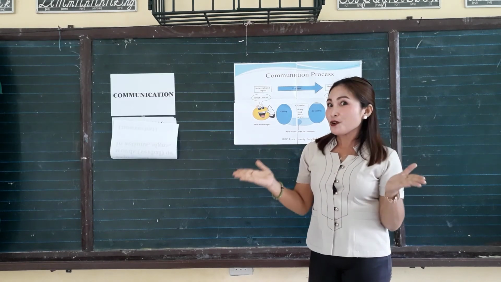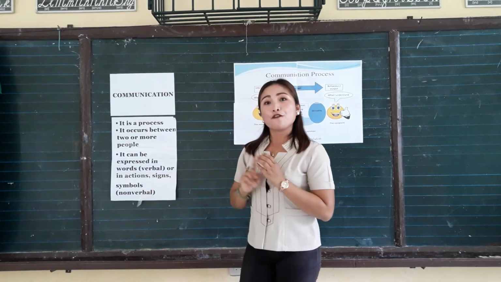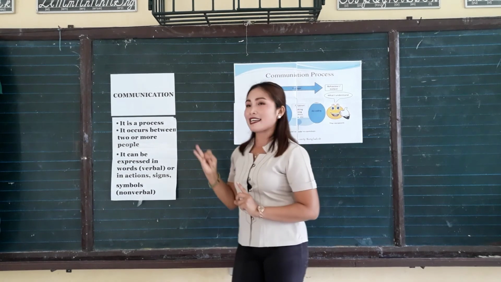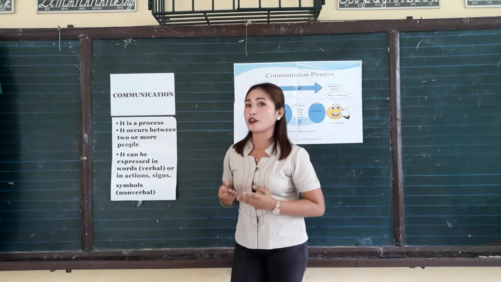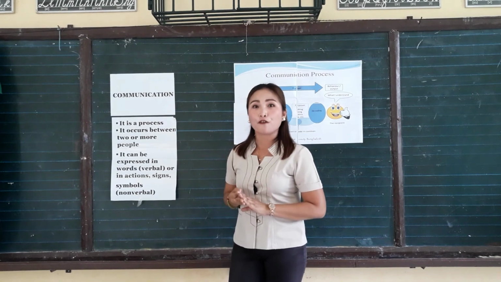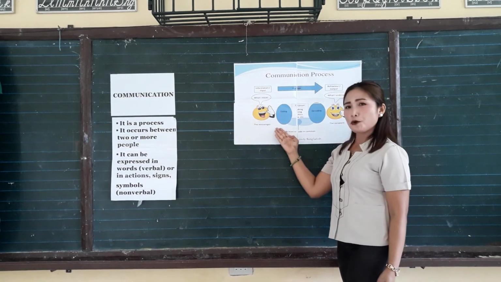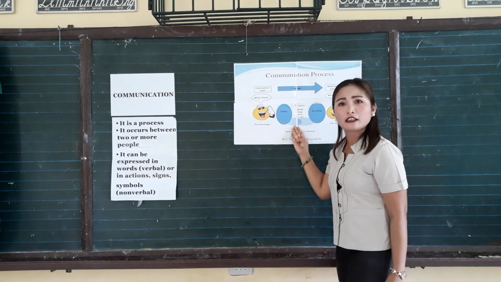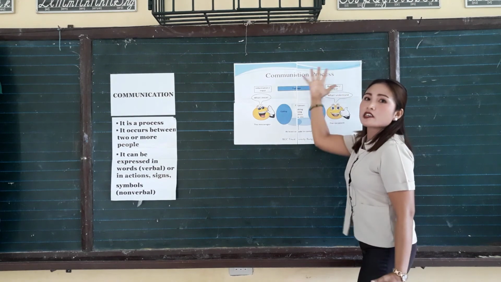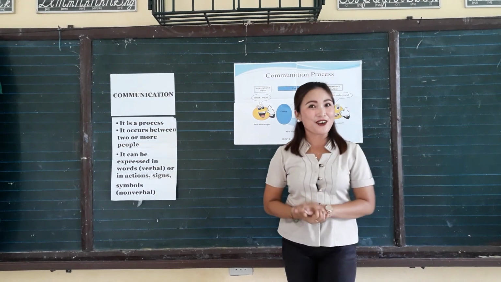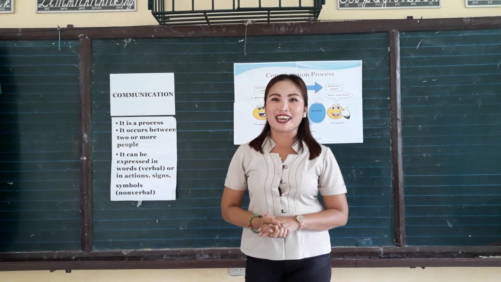Alright? So to recap, we have here the nature of communication. First, it is a process. Second, it occurs between two or more people. And third, it can be expressed in words or verbal or in actions or non-verbal. The elements, we have the sender or the speaker, encoding, the message, the channel, the receiver, the decoding, the feedback, the context, and the noise or barriers. Alright? So there you have it, the nature and the elements of communication.